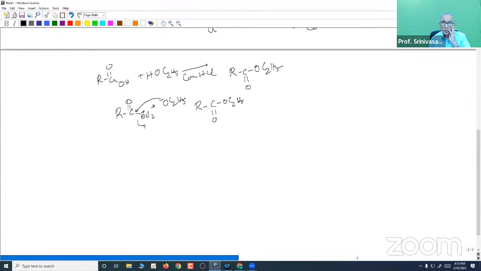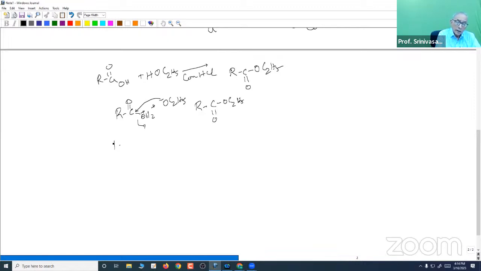Various alcohols can be used to produce different types of esters. You can have methyl esters, you can have propyl esters, and so on. And you can also have, as we have seen previously, esters with phenol.